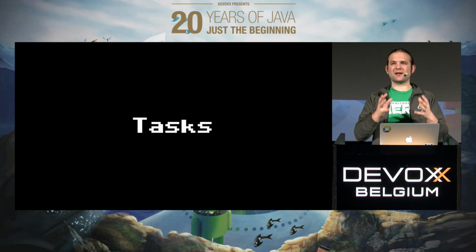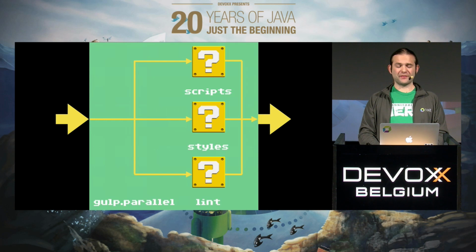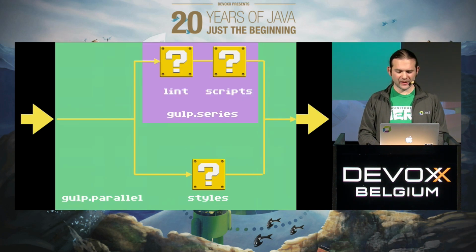So that's about creating a task. But we also want to organize those tasks. For now, I've written scripts, styles, and the linting task. And we want to organize them to be run in parallel by just one call. We have a function for that, which is called gulp.parallel. And if we are going to add the names of those three tasks, they're going to be executed concurrently. But actually, sometimes we don't want that. We want to have lint, for example, run before scripts. And for that, we have a function called gulp.series.